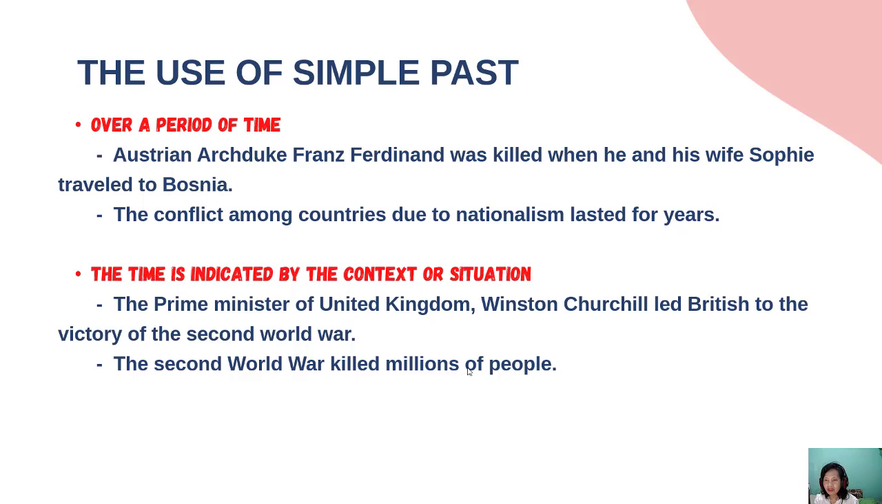Austrian Archduke Franz Ferdinand was killed when he and his wife Sophie traveled to Bosnia. So when, this is subject and then verb 2, because when shows the time expression of the killing. The conflict among countries due to nationalism lasted 4 years. So it is not only 1 year, not only in 2019, for example, we have years. That's why this belongs to period of time.